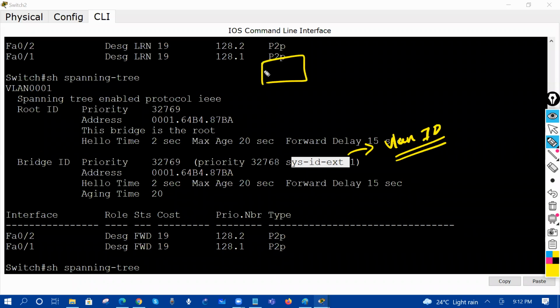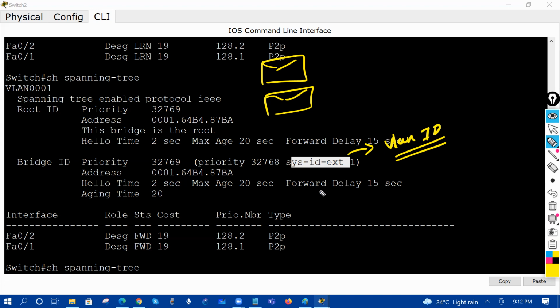If I say one packet over there and another packet, how will the switch identify which VLAN this packet belongs to? Because one VLAN means what? One broadcast domain, one logical topology. So how will the switch know which VLAN this packet is coming from? The system ID extension is just going to replace the VLAN number over there, to identify the BPDU, right?